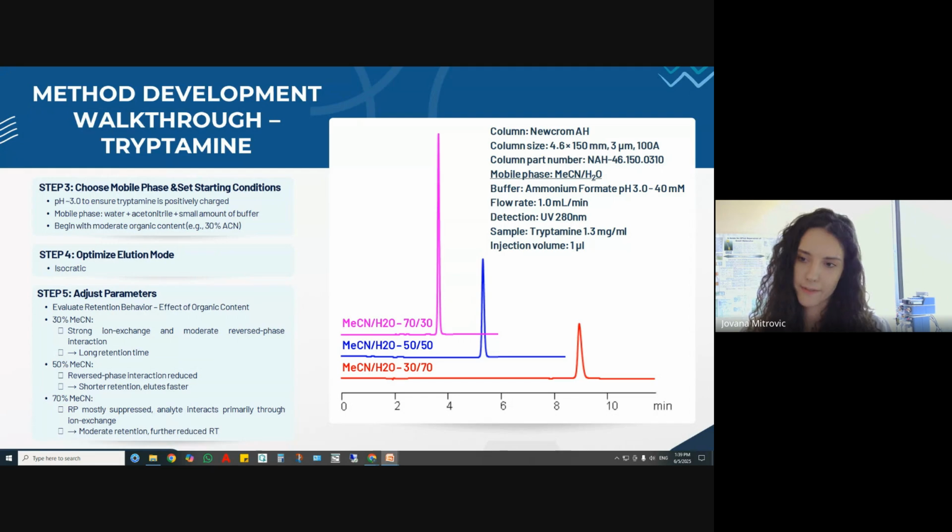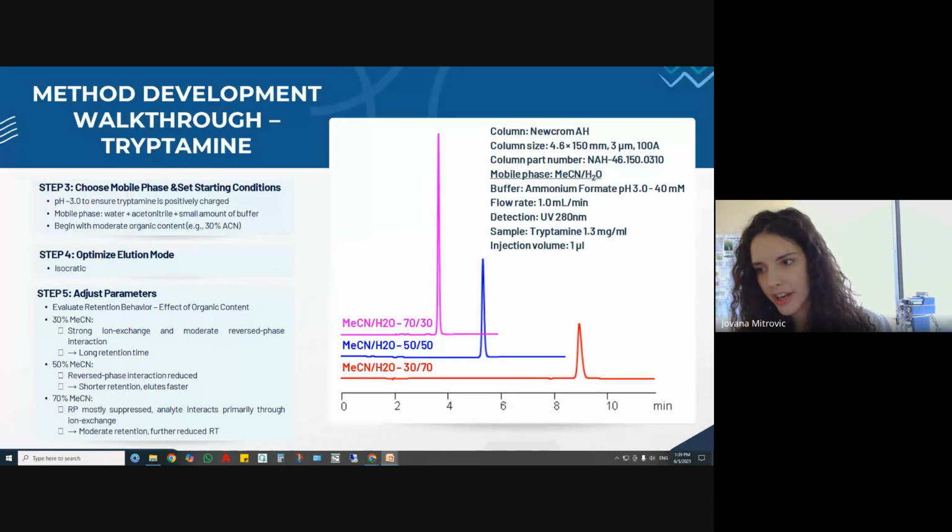So what do we see here? Looking at the chromatography, you can see that tryptamine has a long retention time with our starting 30% acetonitrile. And that's due to a combination of cation exchange interaction and hydrophobic retention from the indole ring. So let's now consider what happens if we adjust organic content.